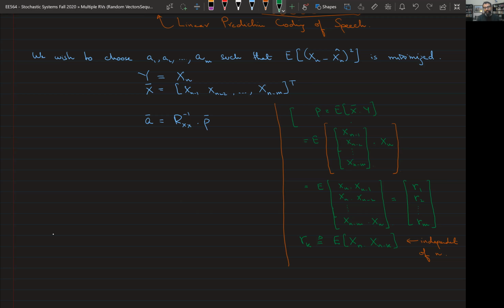And typically, for signals like speech or some other signals, this correlation is actually a decaying function. कि आप जितना past में जाते जाएंगे उतनी correlation कम होना शुरू हो जाती है. Okay. All right. What about Rxx?